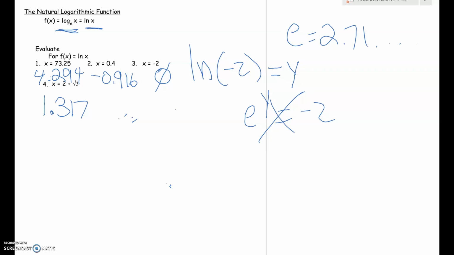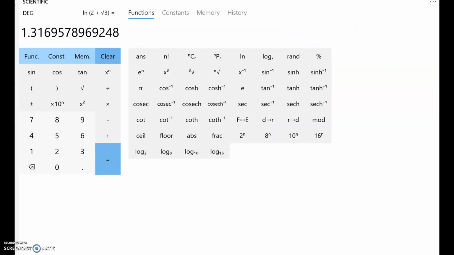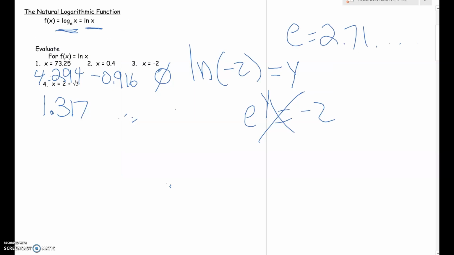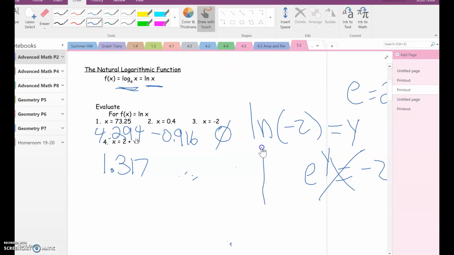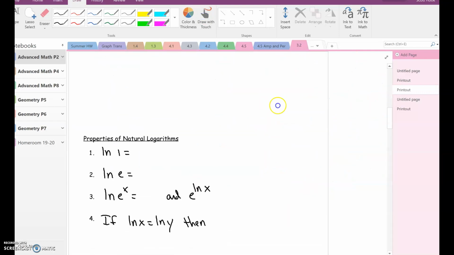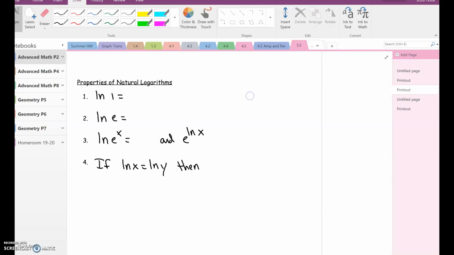I just put a crazy thing there just because you take logarithms, sometimes natural logs of crazy things. So it should look something like that. If you notice, I'm taking the ln of 2 plus the square root of 3 in there. You should get 1.37 in this case. All right? Okay. So next thing we want to look at is the properties that we just started off with.